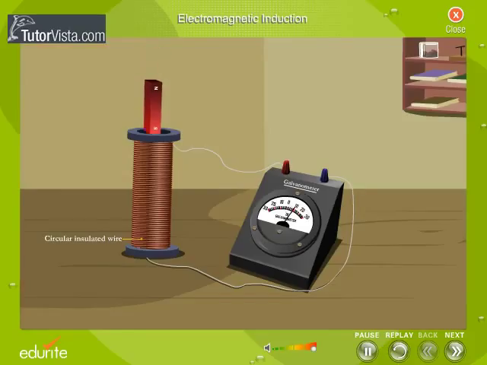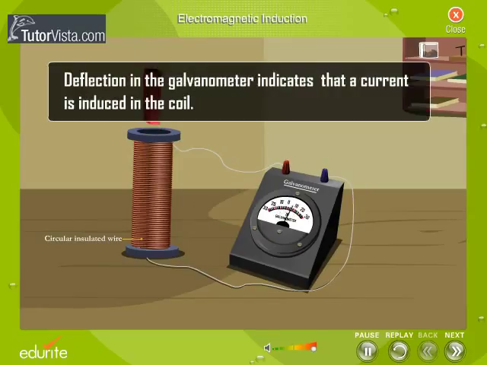current. To test this, he moved a magnet towards and away from the coil of wire connected to a galvanometer. He observed that there was a deflection in the galvanometer, indicating that a current is induced in it.